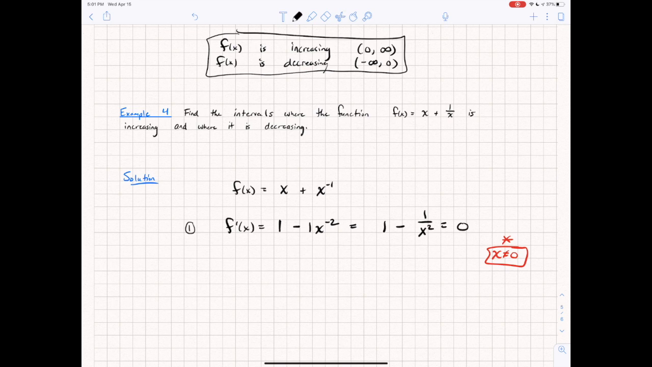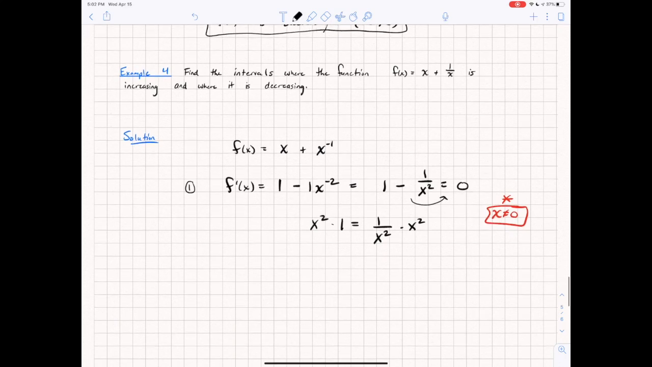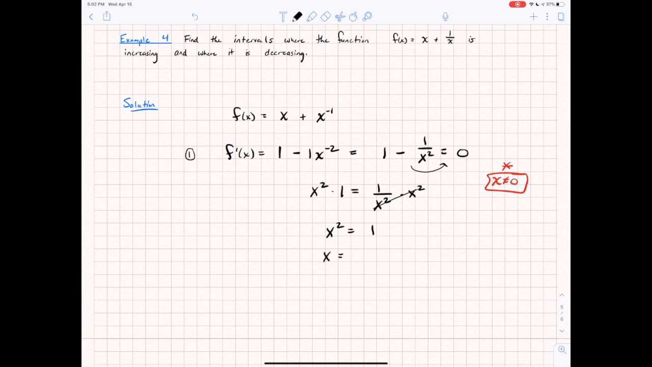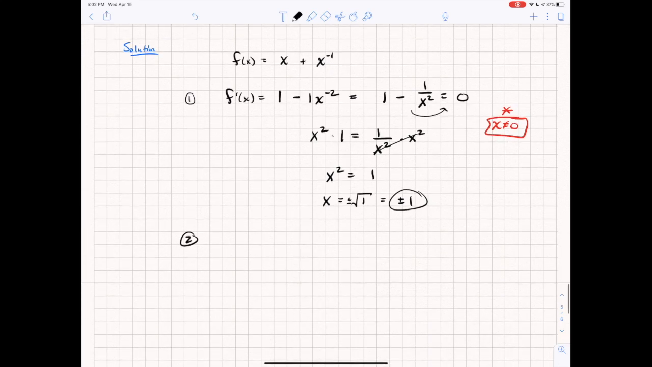All right, so to solve this, I'm going to add the 1 over x squared over. So this will be 1 is equal to 1 over x squared. I'm solving for x, so I need to get it out of the denominator by multiplying both sides by x squared. So we'll get rid of it here. So I get x squared is equal to 1. Taking a square root, I'll get plus or minus 1. And so there are my other two values for x. All right, now I'm going to go through and draw a number line.